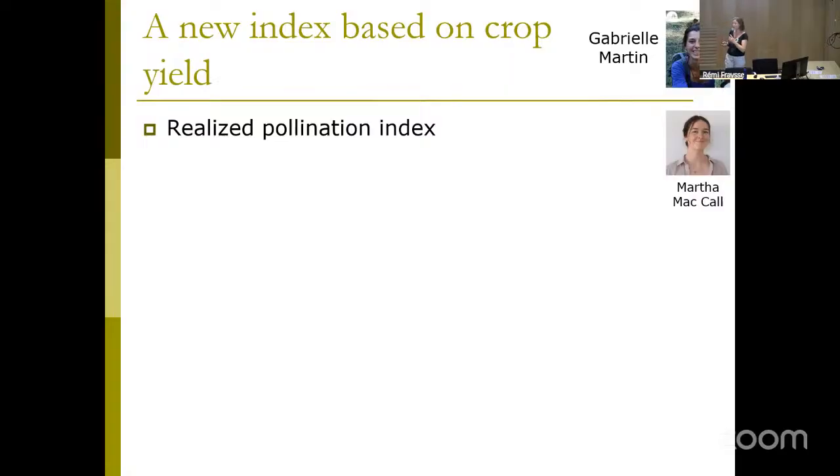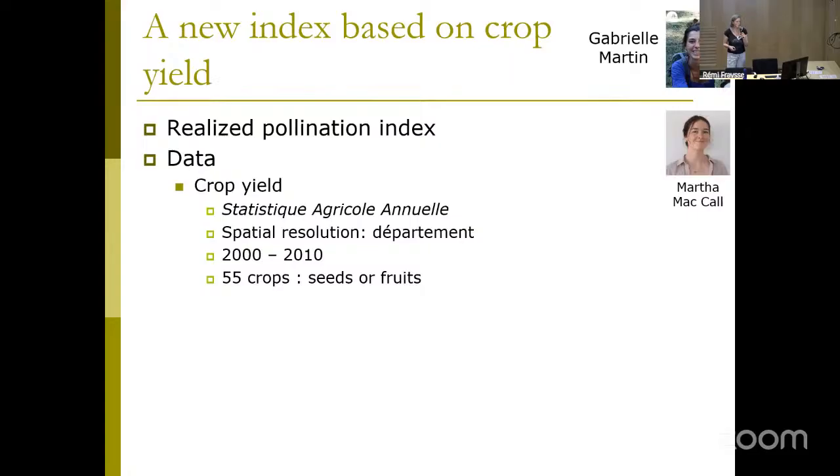This was the work of Gabrielle Martin during her PhD. Gabrielle is now assistant professor at the University of Toulouse. And with the help in the initial steps of master student Martha Macro, this realized pollination index uses data on crop yield. This is available in France through the Ministry of Agriculture with a core spatial resolution, which is the administrative department.